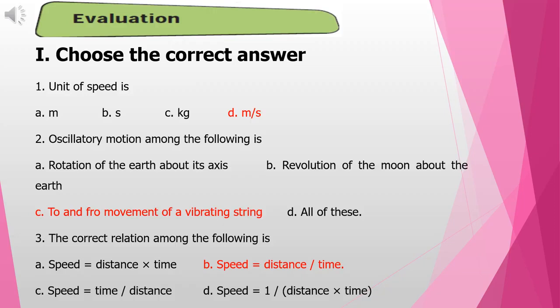Question number 3. The correct relation among the following is A. Speed is equal to distance into time. B. Speed is equal to distance per time. C. Speed is equal to time per distance. D. Speed is equal to 1 by distance into time. The formula to calculate speed is distance travelled by time taken. Hence, option B, speed is equal to distance by time, is the correct answer.